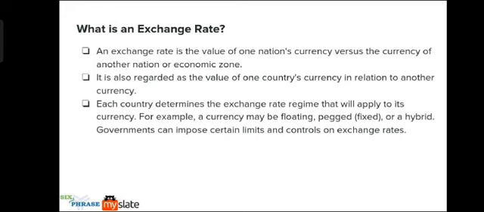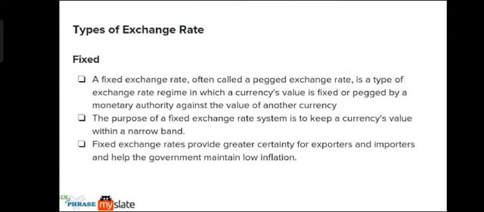Each country determines the exchange rate regime that will apply to its currency. For example, a currency may be floating, pegged, or a hybrid. Government can impose certain limits and controls on exchange rates. There are two types of exchange rate. They are fixed and floating.